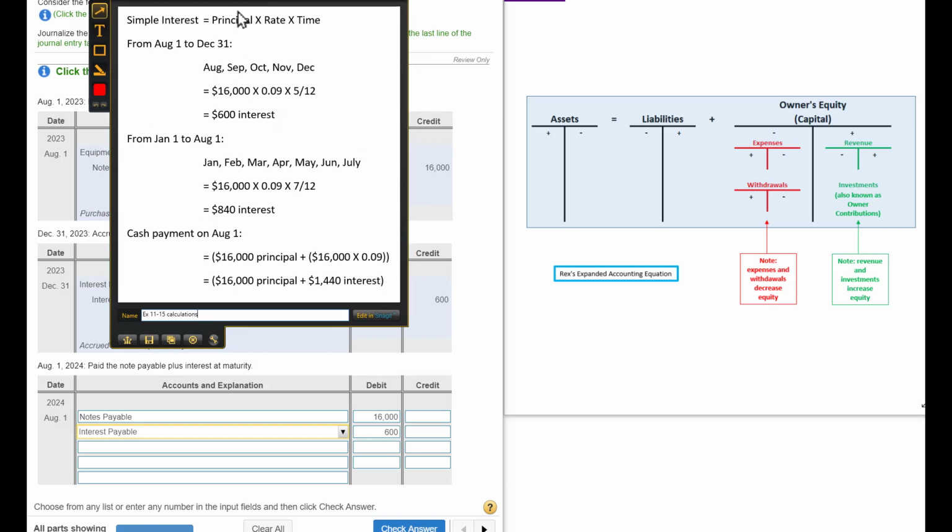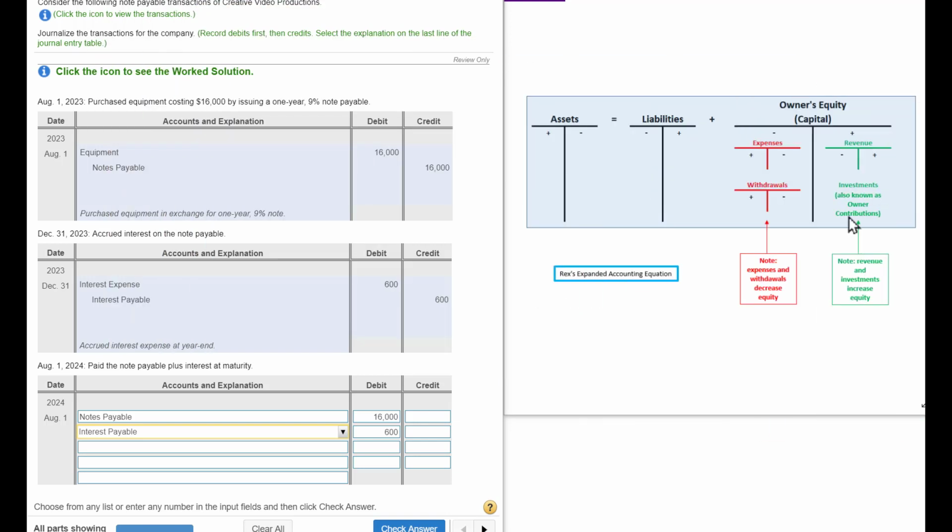So how do we calculate that? We have to use our principal times rate times time. So the way I calculate it is $16,000 is principal times 9%, which is 0.09, times these 7 months divided by 12. That gives us $840 of interest. So notice we're calculating a total of 12 months of interest. We already have the 5 months from August to the end of December, and now we have 7 months from January 1st to the beginning of August. So I'm going to have to record this $840 of interest expense.